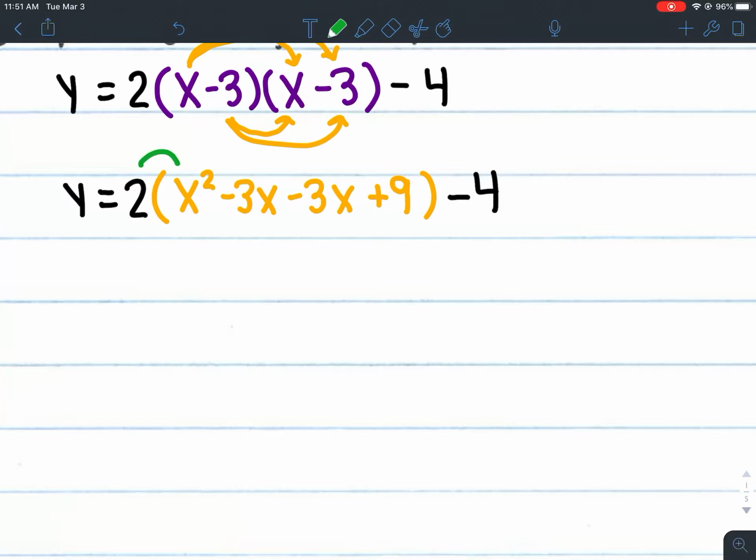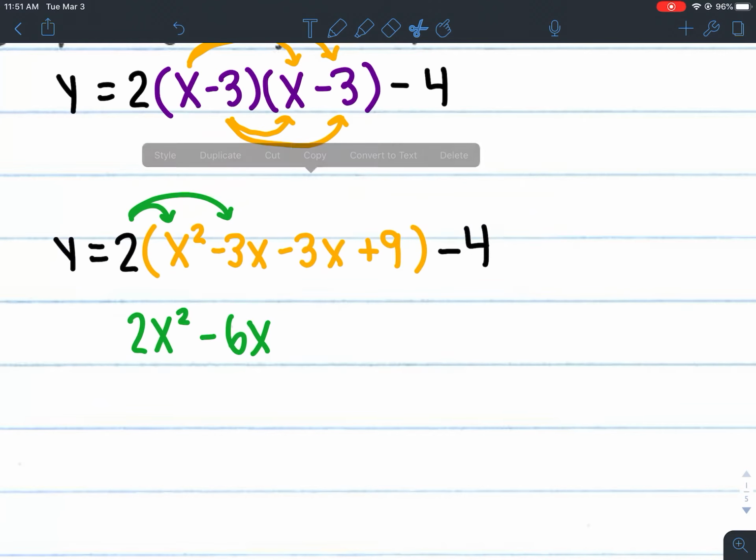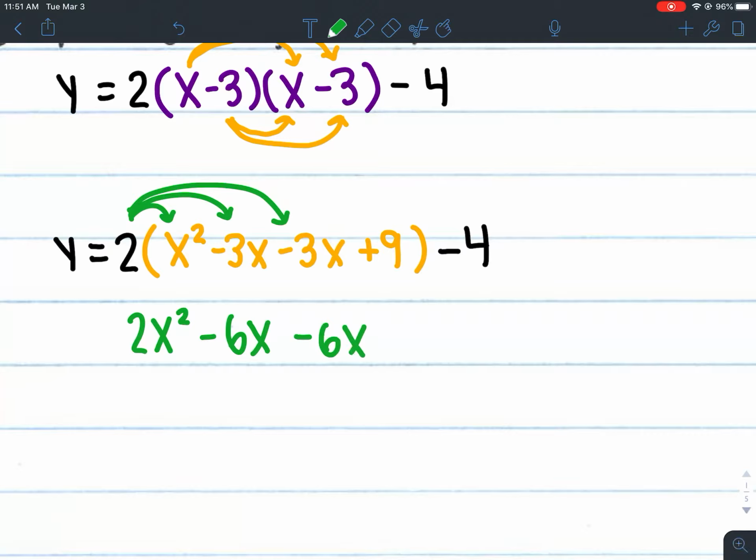So let's distribute. 2 times x squared is 2x squared. 2 times negative 3 is negative 6x. I'm actually going to move this down because I don't have a ton of room. 2 times negative 3x is negative 6x. 2 times 9 is positive 18. So I distributed the 2 to everything on the inside. Since I have 4 terms on the inside, I distributed it to everything.